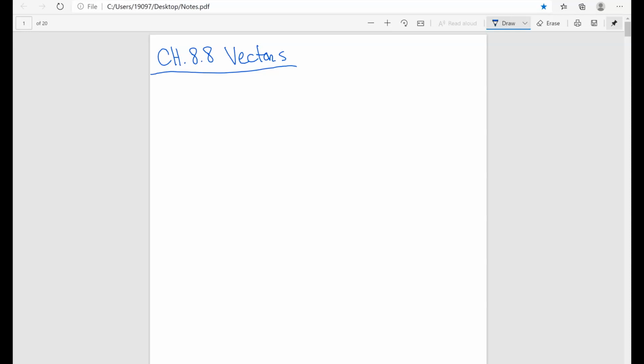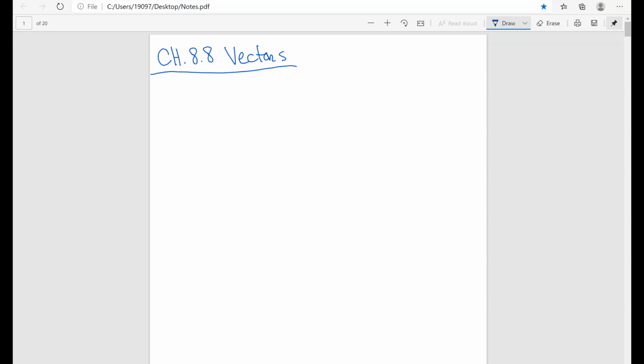Okay, so this is going to be chapter 8.8, vectors. Here, these vectors are going to be very important because you're going to see them a lot in physics. You're also going to see them a lot in Calc 3. Let me just explain a little bit of what vectors are.